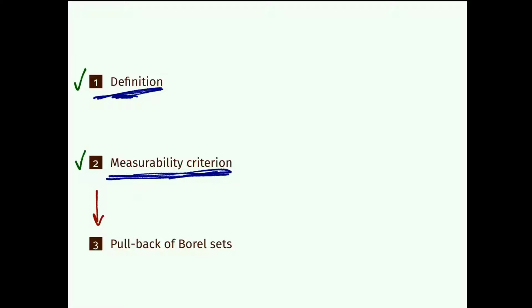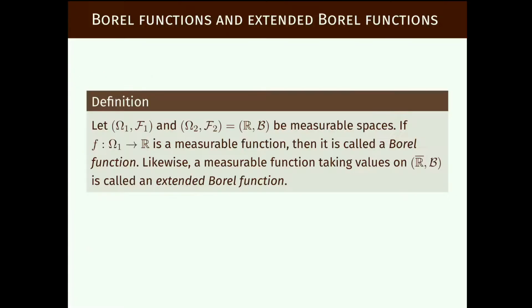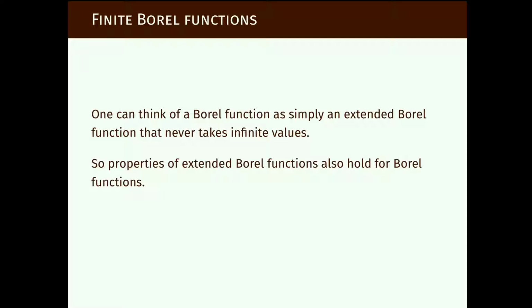And now we move to the last part of this video lecture, which is the pullback of Borel sets and how we can now characterize measurability in terms of this pullback. So again, an extended Borel function is nothing but a measurable function from a certain source space, omega 1 with F1, to the target space, the extended real line with Borel sets. What is usually called a Borel function in some textbooks is simply an extended Borel function that never takes infinite values. So we focus on extended Borel functions because this makes the theory a little more general.